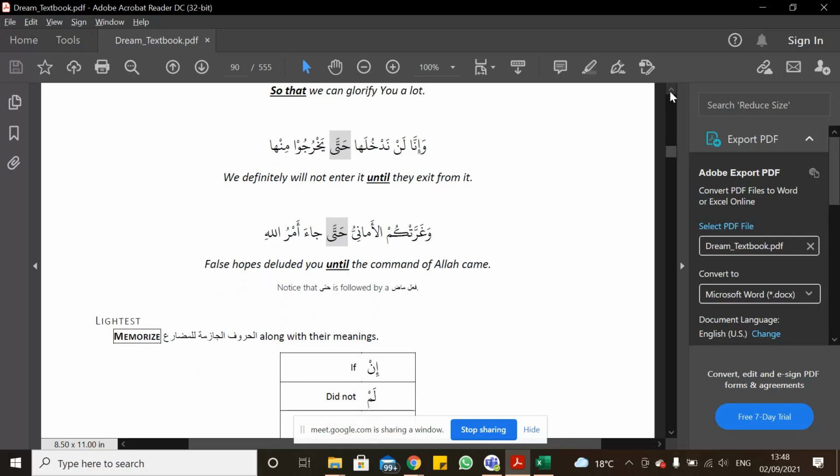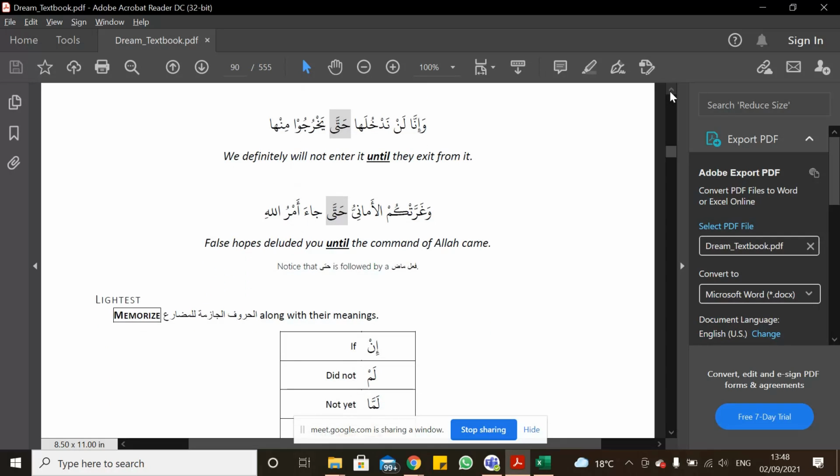Now do this one. Wa inna lan nadkhuluha. Okay, wa is a harf. Inna means inna us. What is inna? It is innana. Inna is a harf of nasab, and na put together it's inna. So the na is the ism of the harf nasab. Yes. So what does it mean?